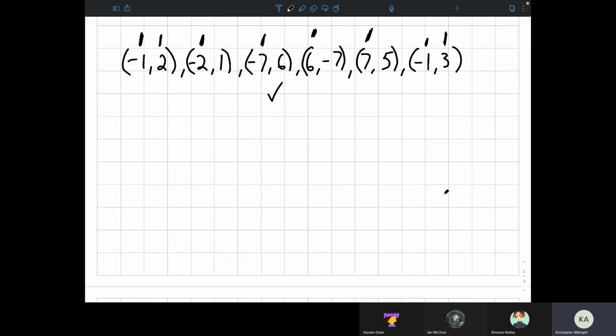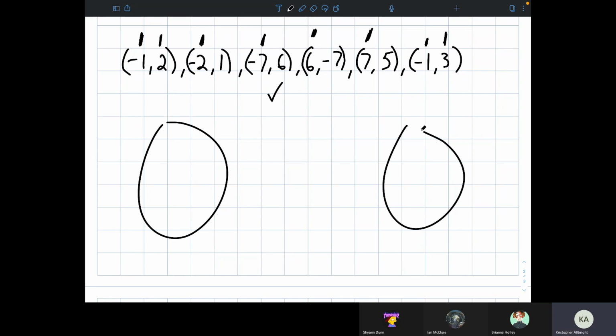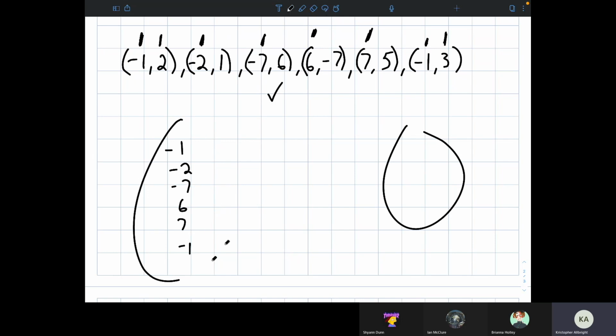as a graph. You can plot each of these points, or you can do it as a mapping. And I like mappings for these. I think they're very helpful. -1, -2, -7, 6, 7, and -1. I'm just going to make my circle bigger. And then we go 2, 1, 6, -7, 5, 3.